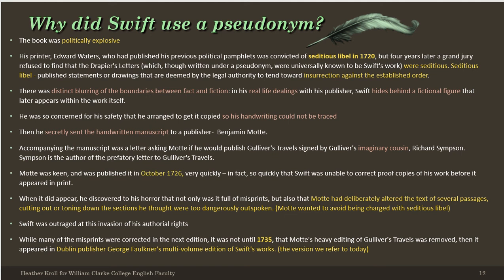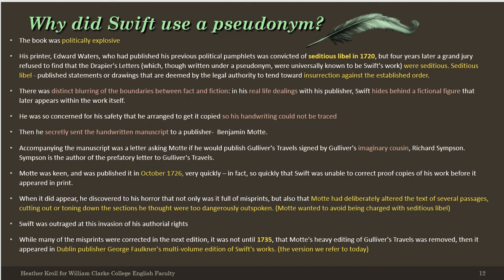Okay, so this is 6 years before Gulliver's Travels. But 4 years later, a grand jury refused to find that the Drapier's letters, which though written under a pseudonym, were universally known to be Swift's work, were seditious. So Swift often wrote under a pseudonym because he knew what he was doing was quite dangerous and cutting politically. But everyone knew the Drapier's letters were his, but because it was published under a pseudonym, they couldn't prosecute him, so they prosecuted his publishers, kind of indirectly making him suffer.